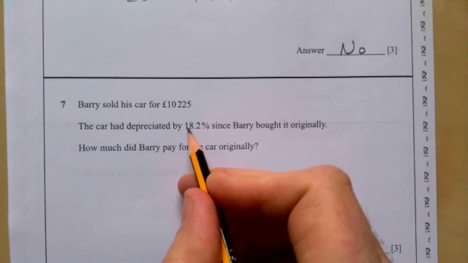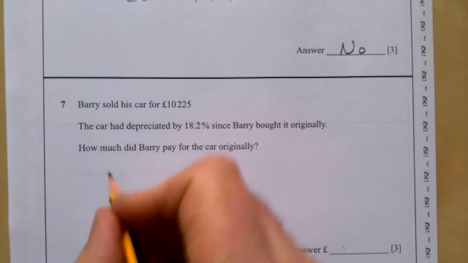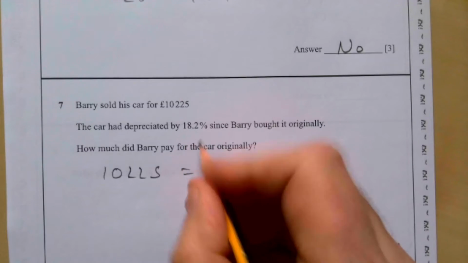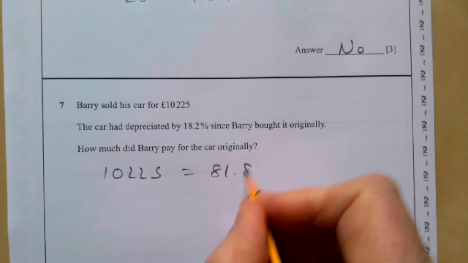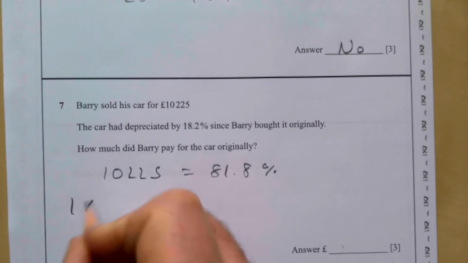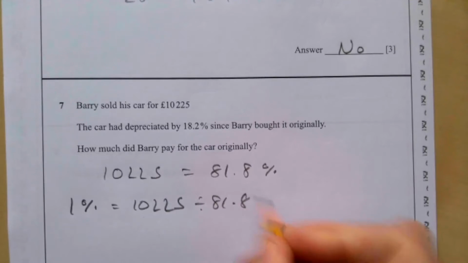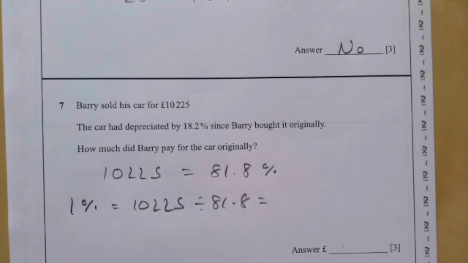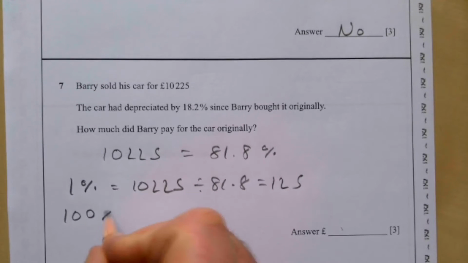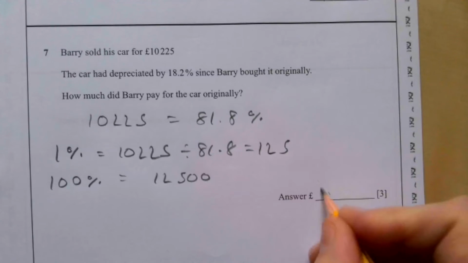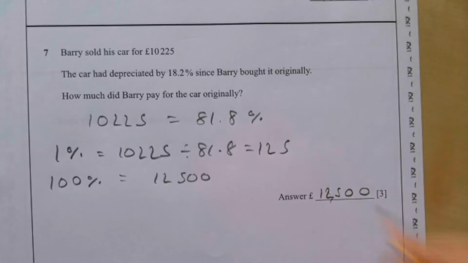So because it's gone down 18.2%, that means 10225 is 100 take away 18.2, so that then is 81.8%. To find 1%, we do 10225 divided by 81.8. You can take my word for it, that gives you 125, and that means then 100% is 12500. So the original price of the car was 12,500.